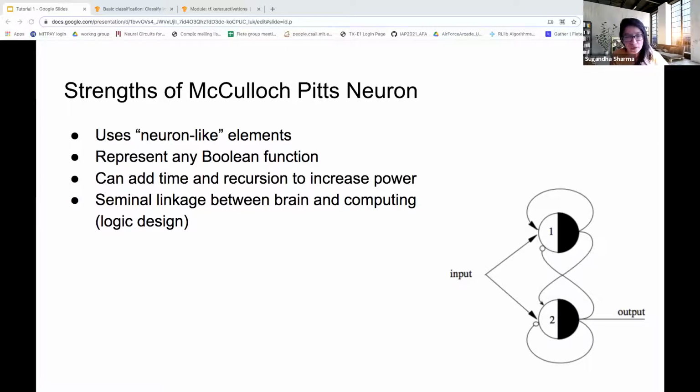Can anyone think of any limitations of this model? What can this model not do? Or what can be made better in this model? It can't learn weights. Right, so that's one. The weights are completely fixed in this model. And that's a big one.